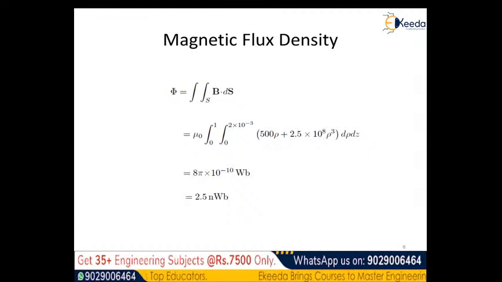So this way the solution to the part B of the problem statement also we have done here. So phi is equal to 2.5 nano Webers. This is our answer for part B here. Part A also we have answered for magnetic field intensity, and for the total magnetic flux also this is the answer. So this way the first problem statement is covered here.